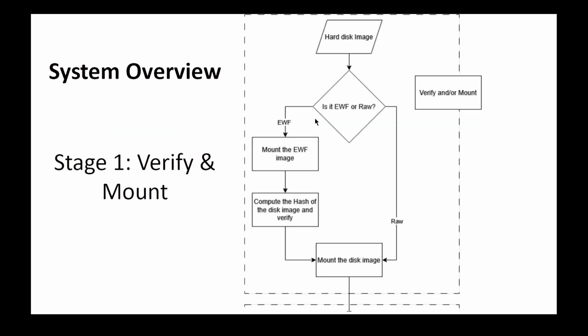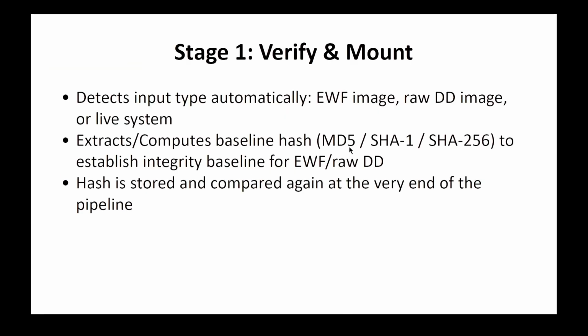And here's the stage 1 pipeline. The input is a hard disk image. It could be an EWF or raw DD image or even a live system. Stage 1 starts by detecting what kind of input it's dealing with. For EWF images, which is an industry standard forensic format, EWF images are often split up across multiple files, E01, E02, E03, and so on. Given any of those segments, the tool automatically discovers and joins the rest of them.